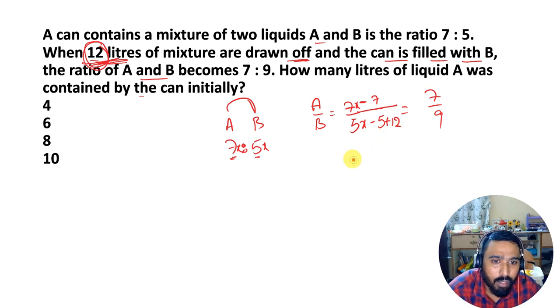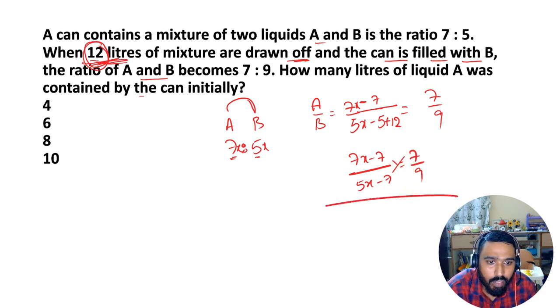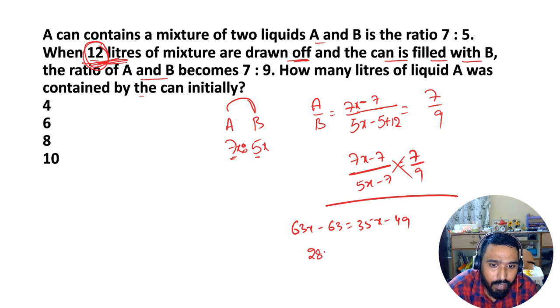So what will be the equation now? (7x minus 7) divided by (5x minus 7) is equal to 7 by 9. So you can solve it with the cross multiplication. 63x minus 63 is equal to 35x minus 49. 63x minus 35x is 28x, which is equal to 14, and x is equal to 0.5.